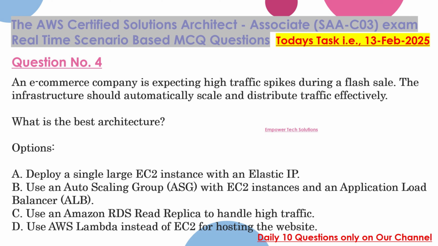Question 4. An e-commerce company is expecting high traffic spikes during a flash sale. The infrastructure should automatically scale and distribute traffic effectively. What is the best architecture? Options: A. Deploy a single large EC2 instance with an Elastic IP. B. Use an Auto Scaling group, ASG, with EC2 instances and an Application Load Balancer, ALB. C. Use an Amazon RDS read replica to handle high traffic. D. Use AWS Lambda instead of EC2 for hosting the website.